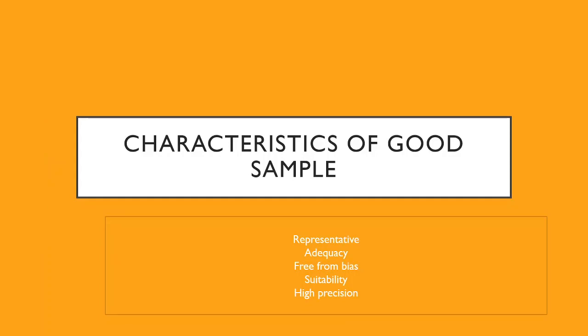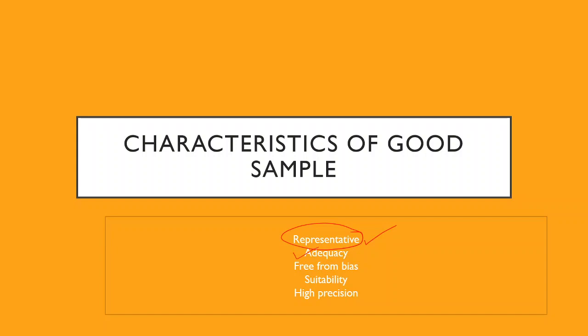The first one is that it should be representative. That means the sample that we selected should have all the characteristics of the population. That is what is meant by the term representative. The second one is adequacy. A very small sample cannot be a representative of the population, right? But a large sample is very costly also. So in order to conduct a study, it is always better to have an adequate sample. That is what is meant by adequacy.